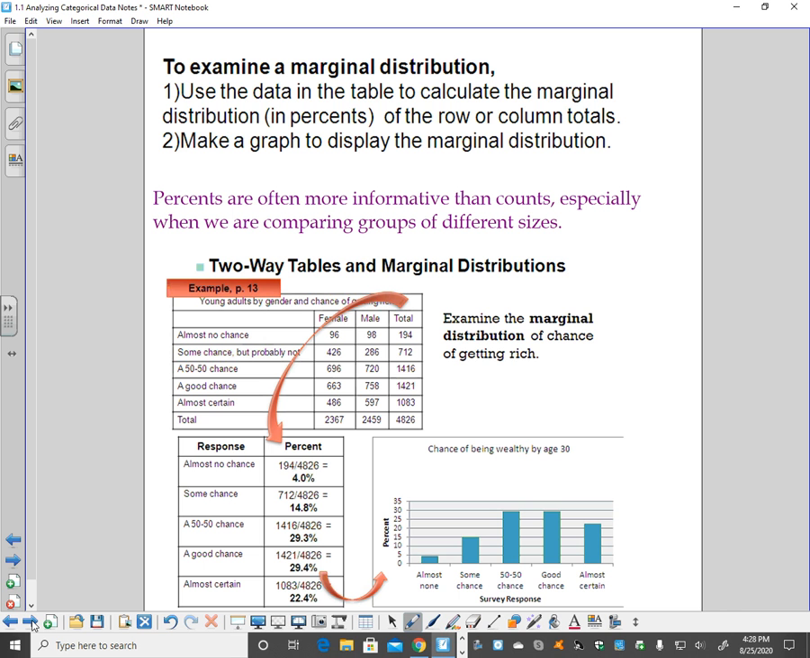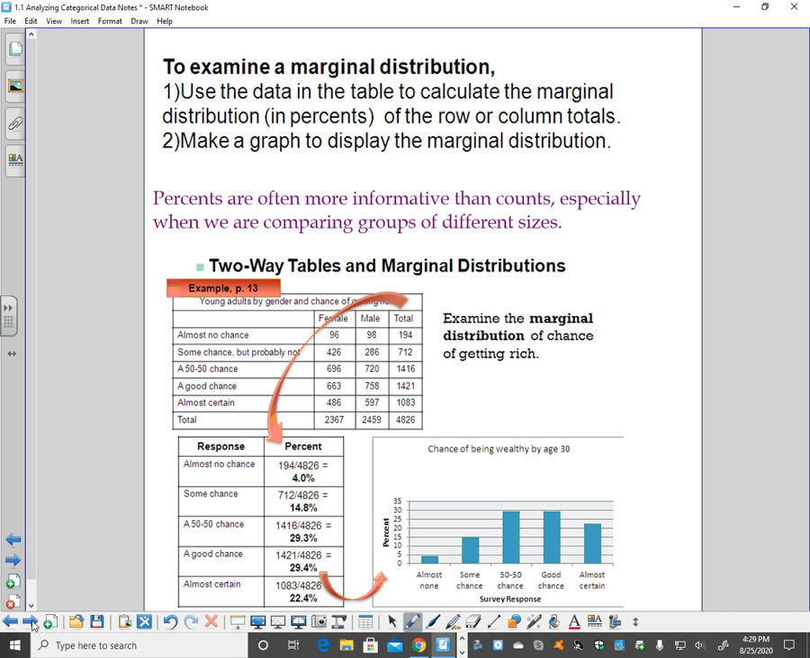Okay. To examine a marginal distribution, we're going to use the data in the table to calculate the marginal distribution in percents of the row or the column total. And then we're going to make a graph to display the marginal distribution. Okay, so here we go.